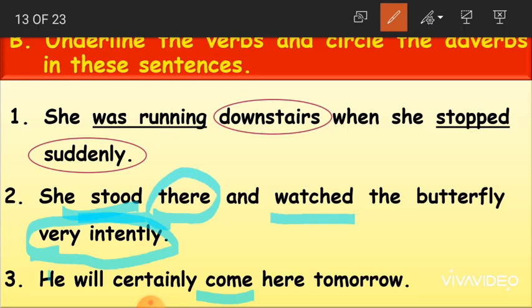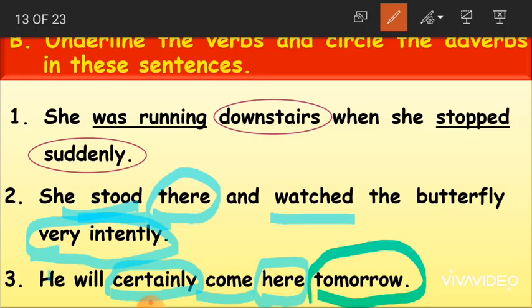He will certainly. Certainly becomes our adverb, because it is telling about the verb. Where? Here. This is also an adverb. When? Tomorrow. This is also an adverb. So, he will certainly come here tomorrow. Certainly, here and tomorrow, these three are adverbs and come becomes our verb.